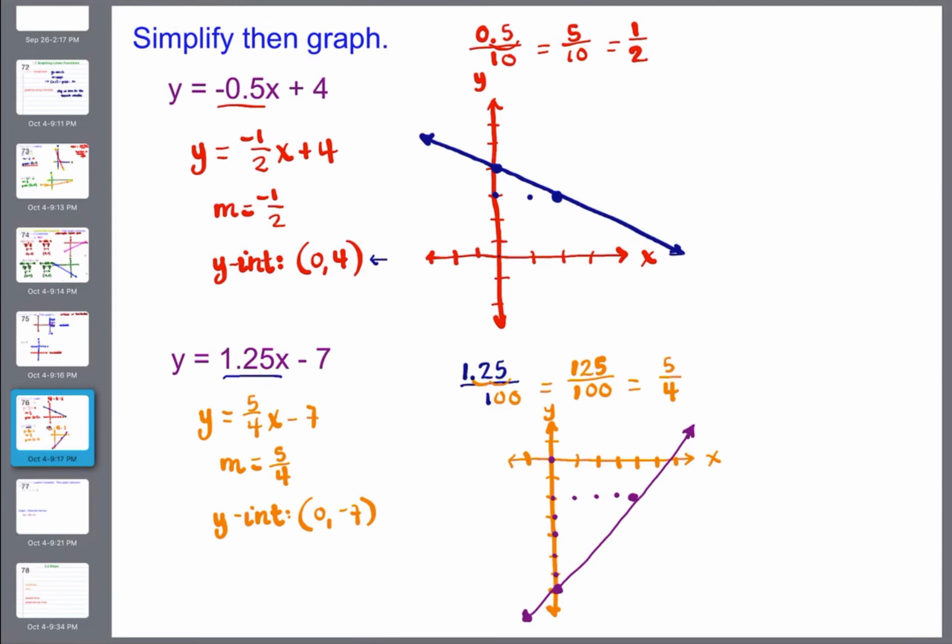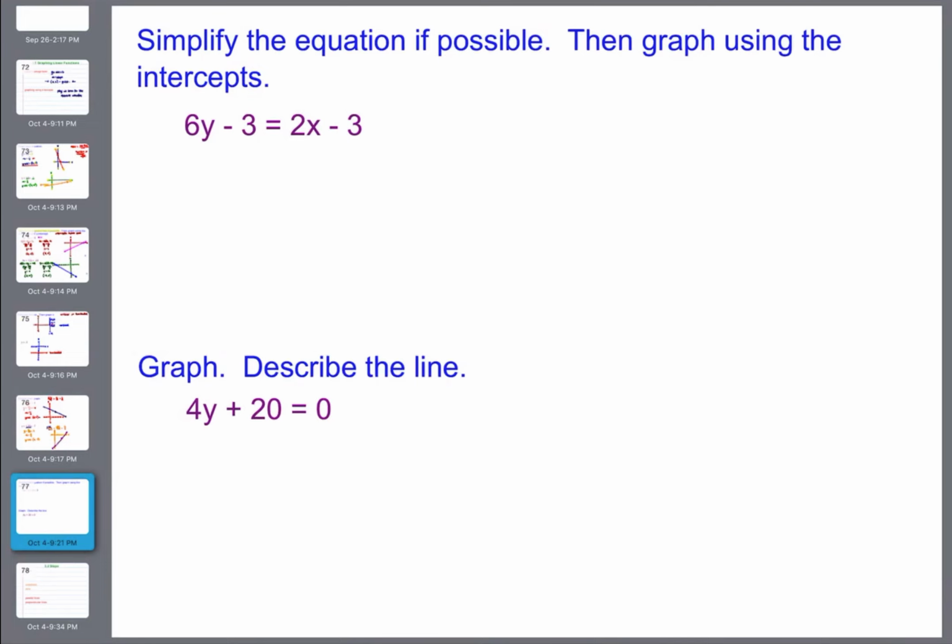Arrows on the end all the way to the edge of the graph. All right, let's finish it up. So again, it says simplify. Well, we know that we wanted it to be in y equals mx plus b, because that would be slope-intercept form.